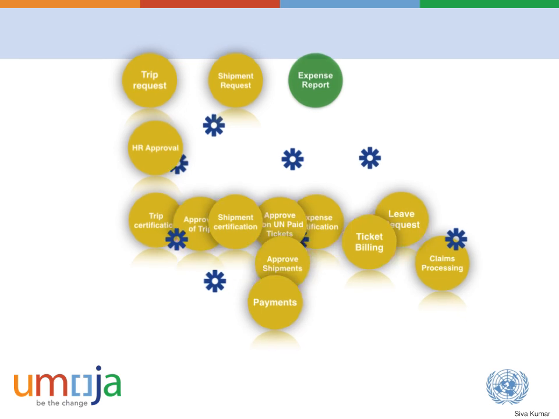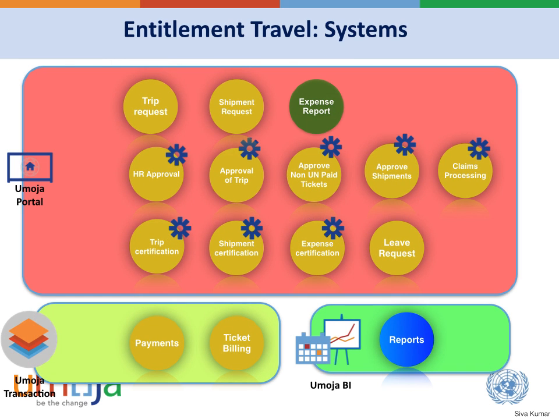And then if you translate that into systems, you can see how heavily the Umoja travel solution relies on Umoja portal. And it has a very, very limited set of processes in Umoja transaction system, which relates only to payment and ticket billing. And of course, it's supported by the Umoja BI. And I didn't show all the external elements which are connected through the interfaces part of the business.